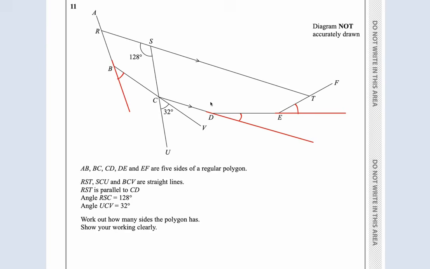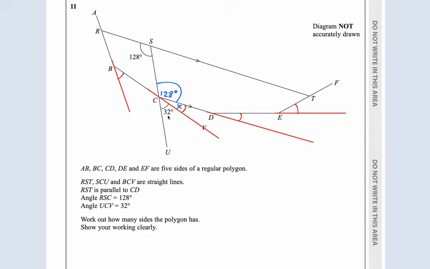Now also, guys, it is this one which is key, right? So BCV is a straight line, so it's also this angle here. So the key, guys, to this question, I believe, is to find this angle. Let's call it X. This is angle X. Okay, now look, these are parallel, which means this angle and this angle are the same because these are alternate angles, or like Z angles, if you like. So this is 128 and this is 128.